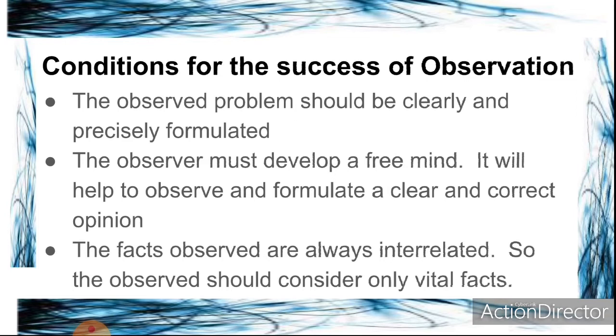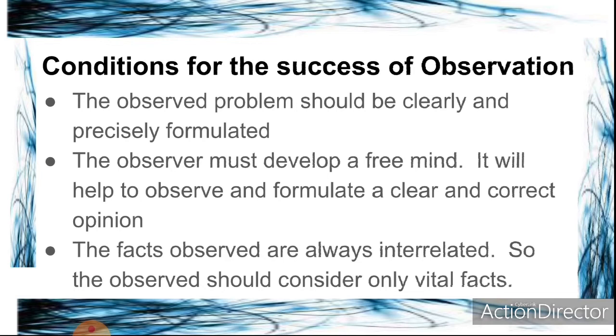There should be some conditions which must be satisfied for the successful implementation of observation. So, the conditions are: the observed problem should be clearly and precisely formulated. The observer must develop a free mind. It will help to observe and formulate a clear and correct opinion. The facts observed are always interrelated, so the observer should consider only vital factors. So, these are the conditions which every observer must follow for the successful implementation of observation.